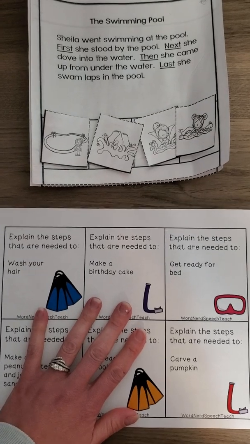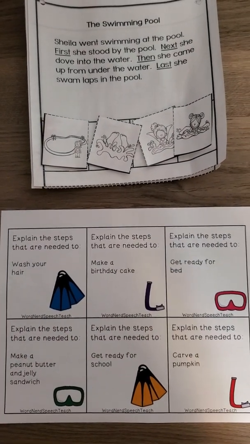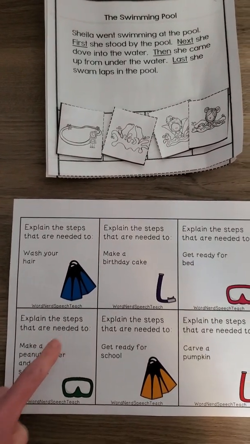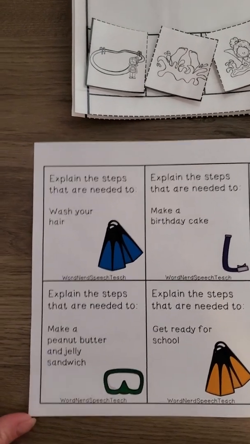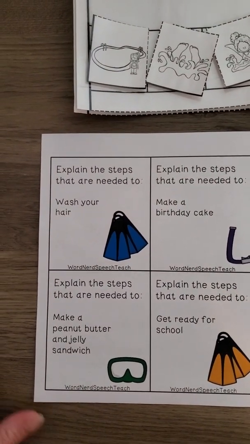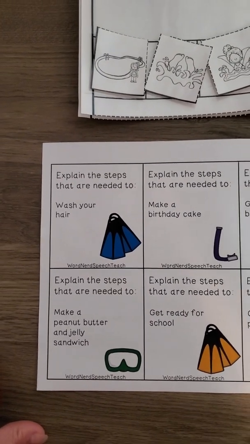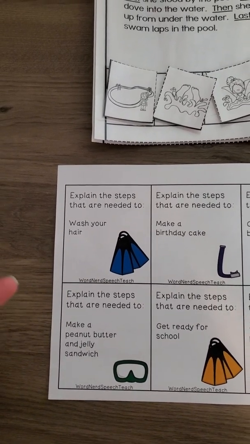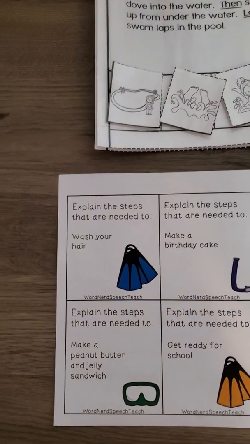So I had shared this previously. This is just one of the pictures that are included in the handout. Let's just start off with this one. So can you help me explain the steps that are needed to make a peanut butter and jelly sandwich? So let's start with some of our ingredients. So the first thing we do, what do we need to get?